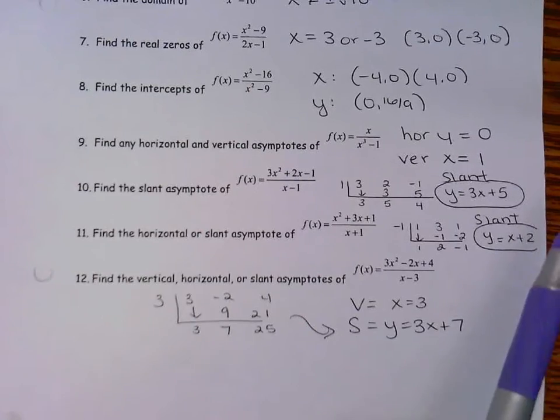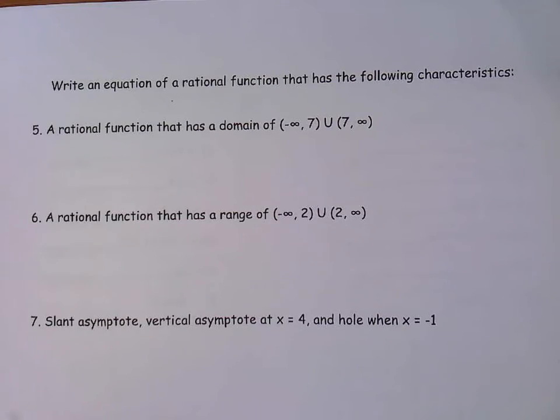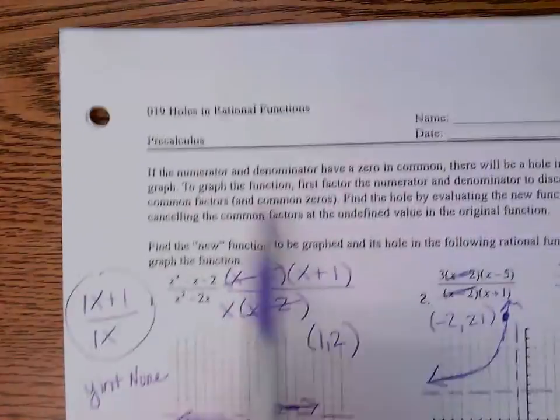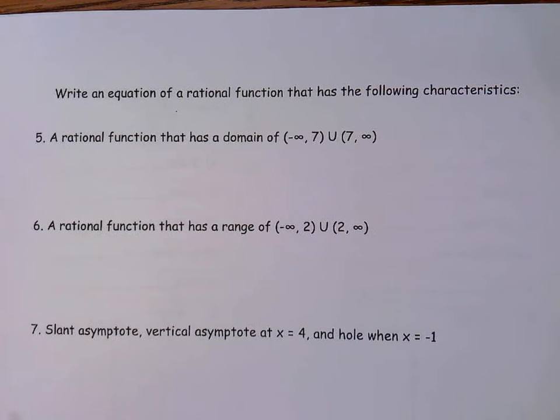And then you said you wanted to see number maybe 10 and 12 done out. So I have a little video here for, okay, so this is 19, the very back page, writing equations that have these characteristics, because this is a little bit more challenging. So this wouldn't be on your quiz Wednesday, but there could be a multiple choice question, like which of these has this as a domain, or which of these has this as an asymptote.